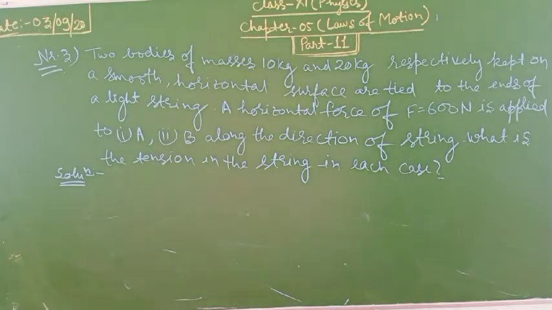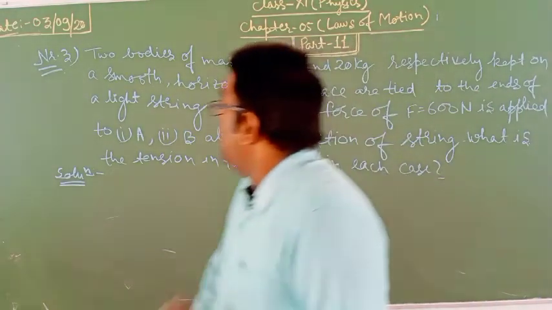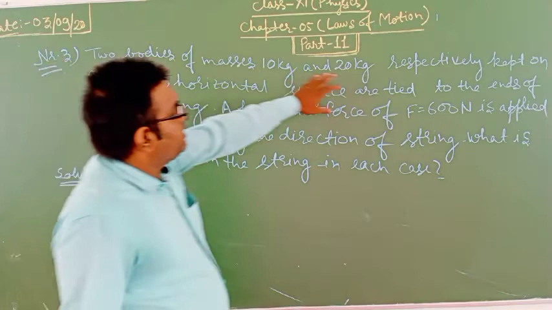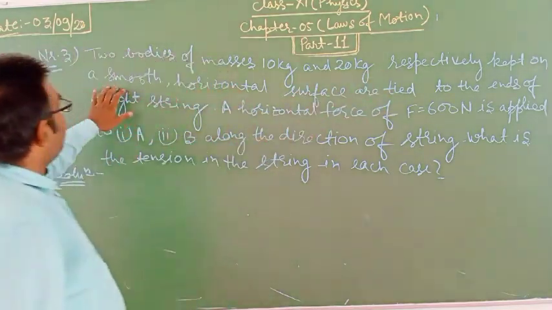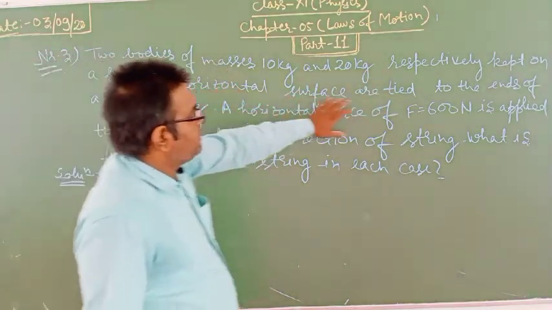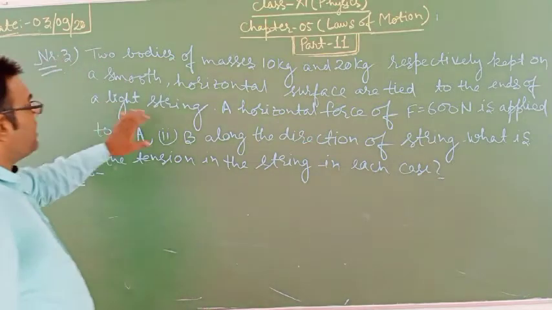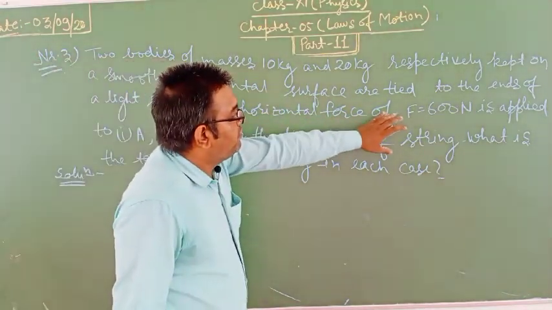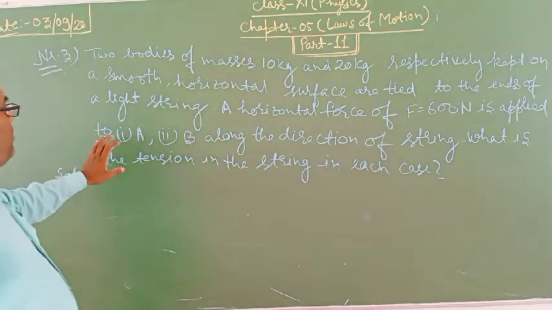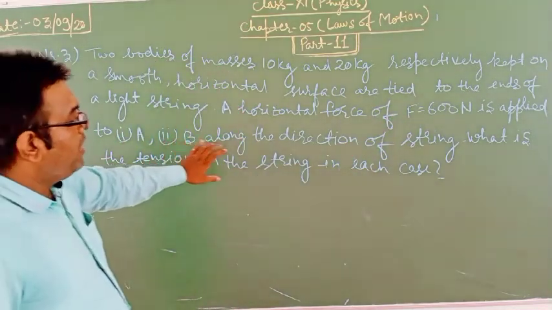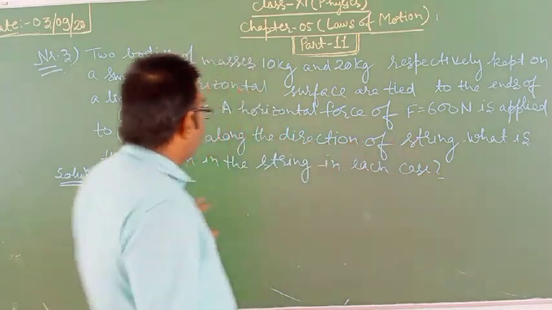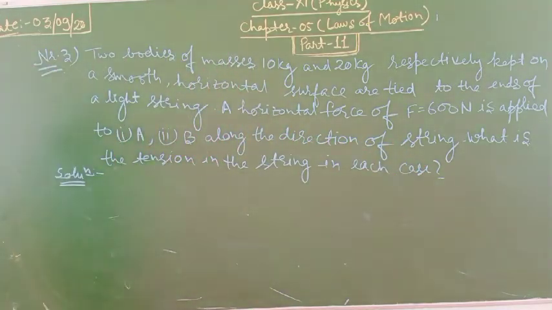Yes students, this is the next question, and in this question it is given that two bodies of masses 10 kg and 20 kg respectively are kept on a smooth horizontal surface, tied at the ends by a light string. The string has no mass. A horizontal force of 600 Newton is applied on A and B along the direction of the string. What is the tension in the string in each case?